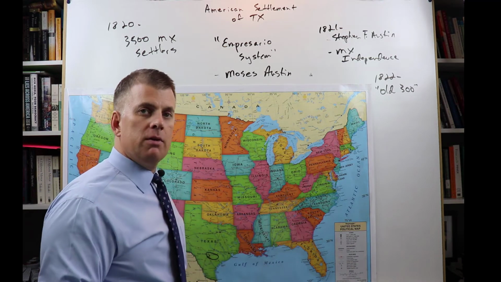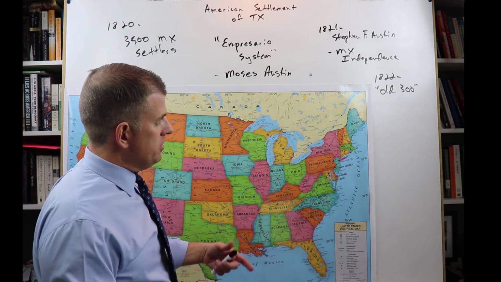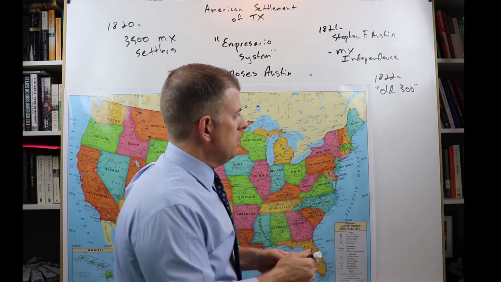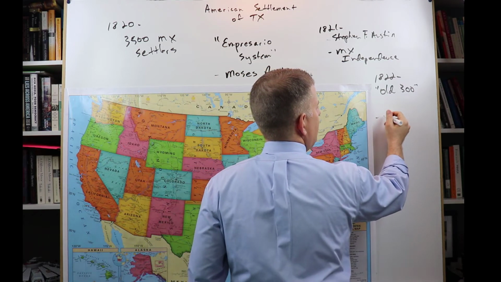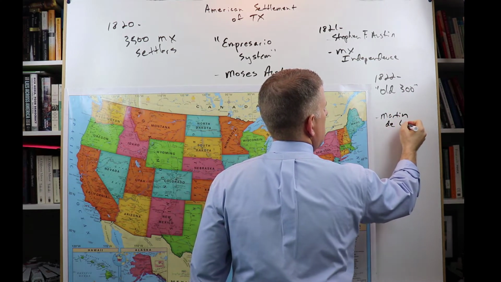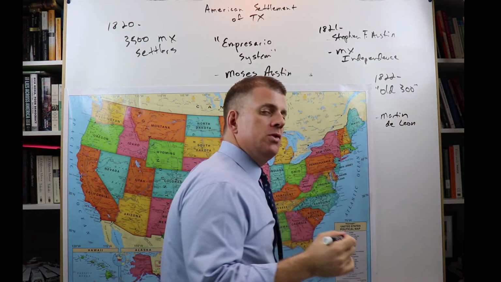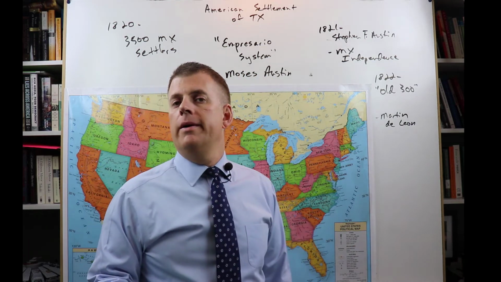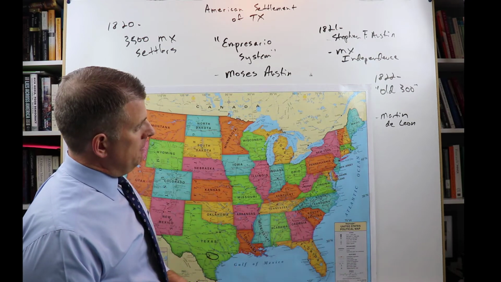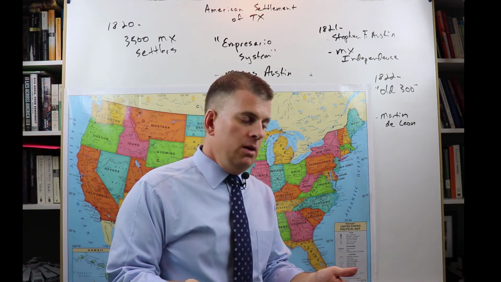Now, eventually there were other colonies, okay? There were other impresarios. It's just that these guys were the first. Another name is Martin de Leon. He was another impresario. He brought settlers up from Mexico, okay?